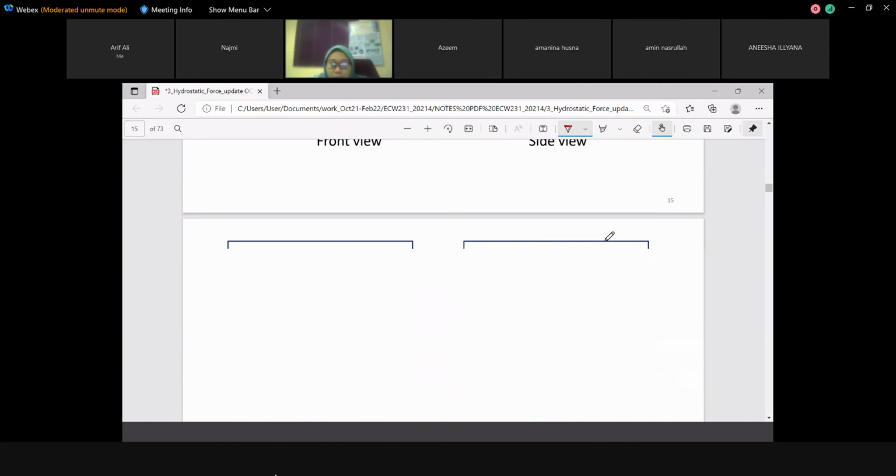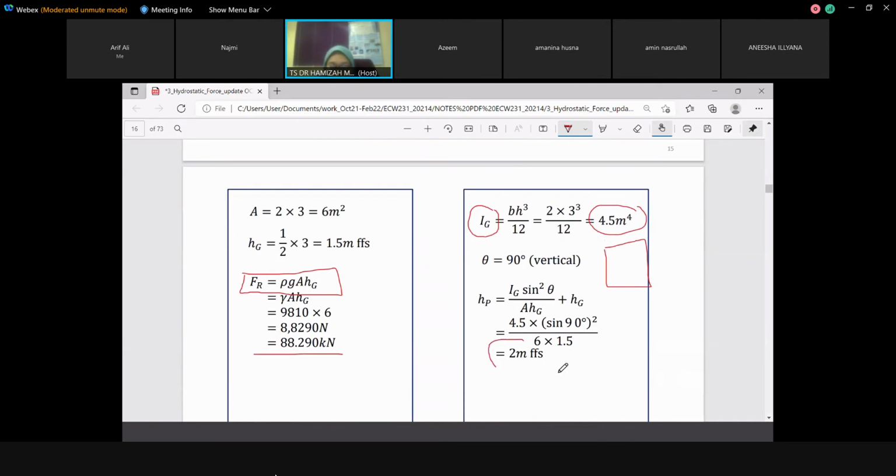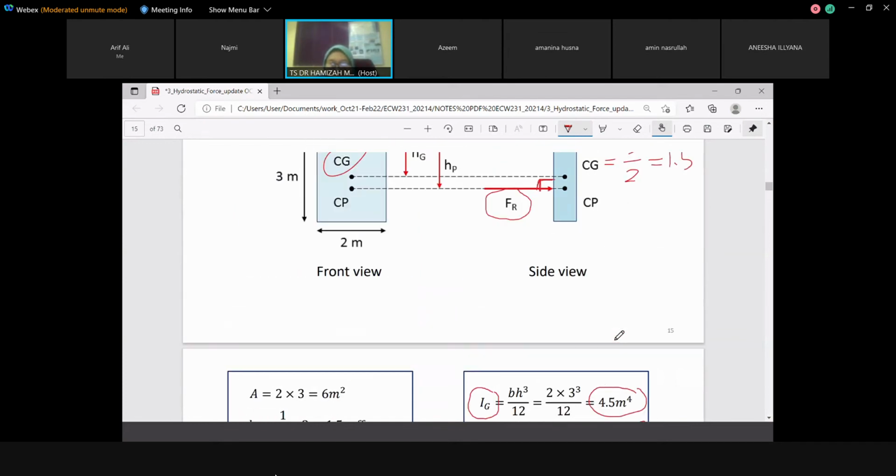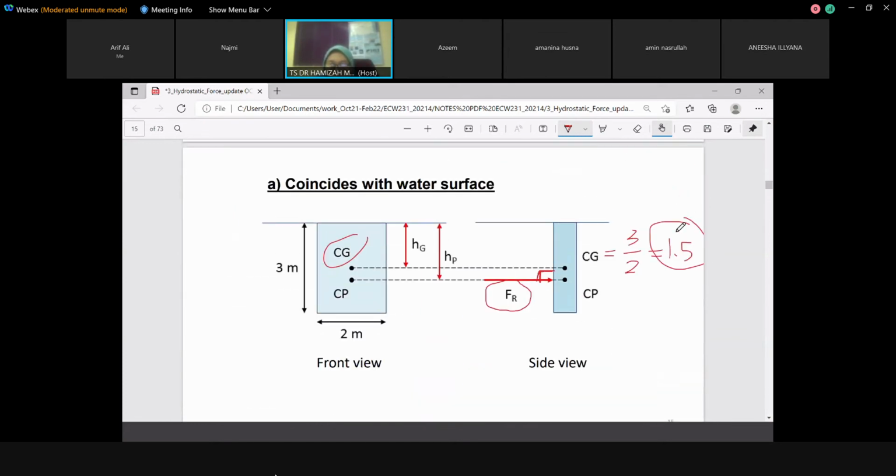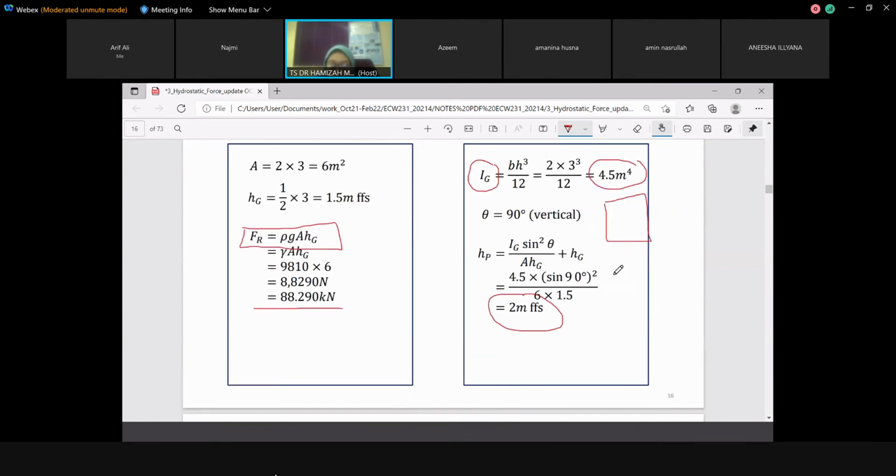Okay, so you can check back if you want to make sure that your HP is correct. HP dia mesti lagi tinggi atau lagi besar daripada CG. So betul lah, CG 1.5, HG 1.5, HP higher than 1.5. So you have 2 meter from free surface.